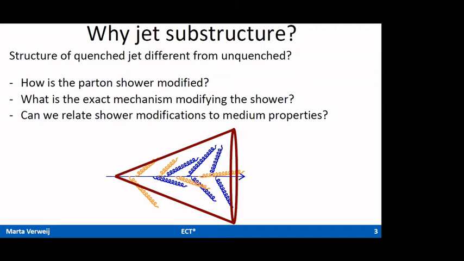So what's the exact mechanism for modifying the parton shower? And then in the end, the last step is to really connect that to medium properties, which we try to do right now with model comparisons. But we still have many steps to make, so I hope we can have some fruitful discussions about that.